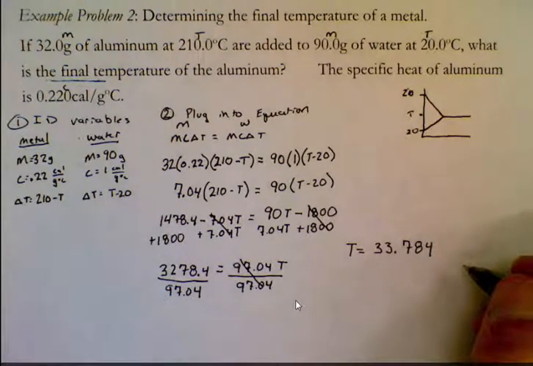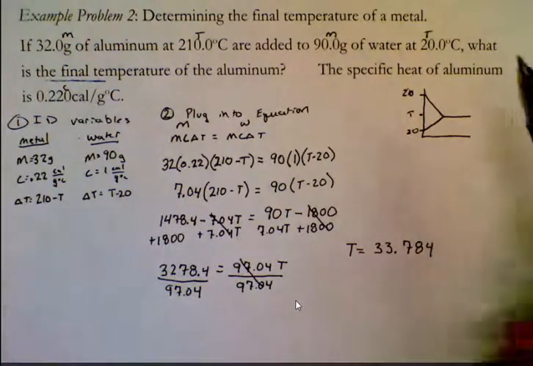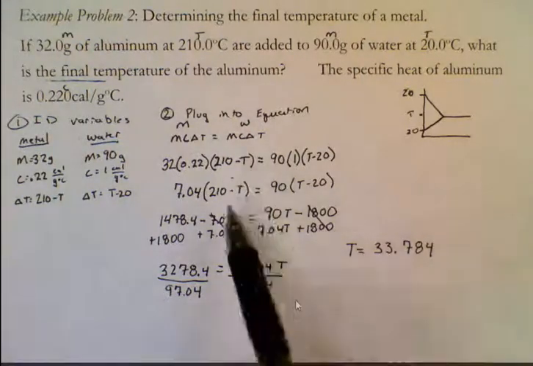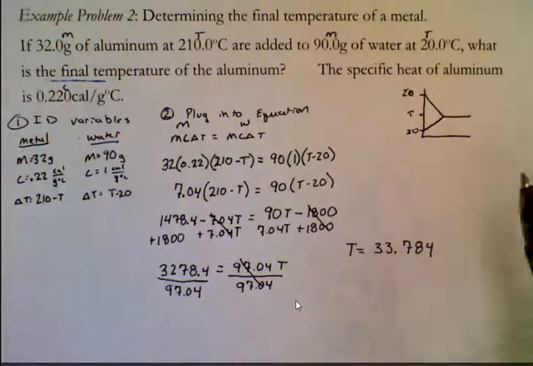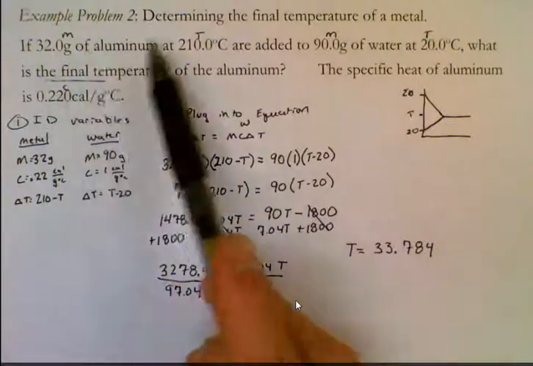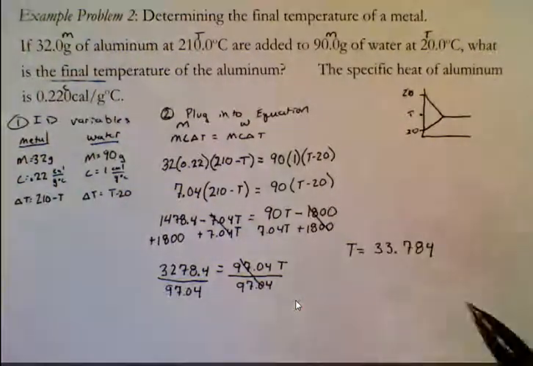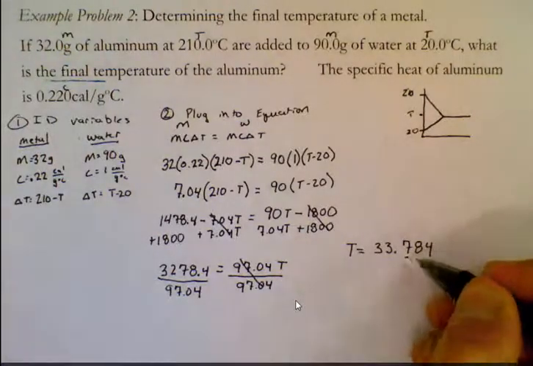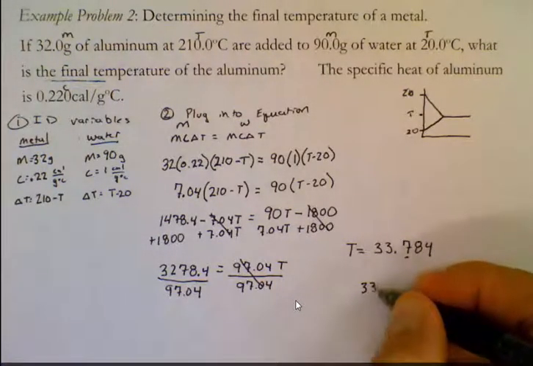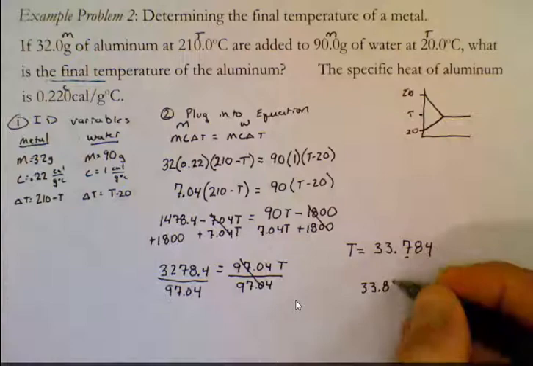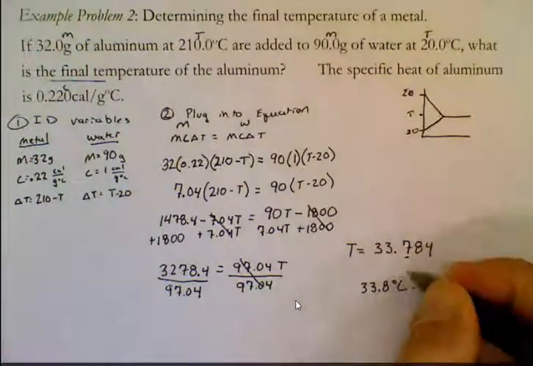Based on the sig figs on these problems, because of the complexity with adding and subtracting a variable, I'm going to suggest that you just do sig figs based off of the numbers. So 32 has 3, 90 has 3. I would just go ahead and use 3. 33.8 degrees C is our final temperature.